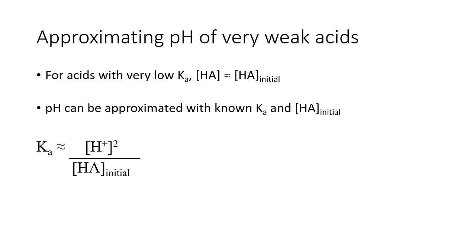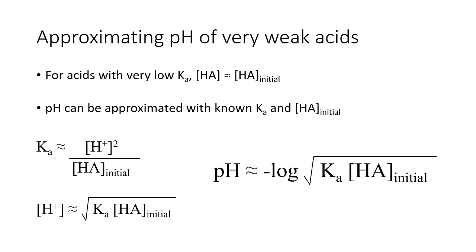We start by approximating the Ka as the concentration of H plus ions squared divided by the acid's initial concentration. We then rearrange the equation to get the concentration of H plus ions is approximately the square root of the Ka times the initial acid concentration. Finally, we plug that into our pH equation to get the pH is approximately the negative log of the square root of the Ka times the initial acid concentration.